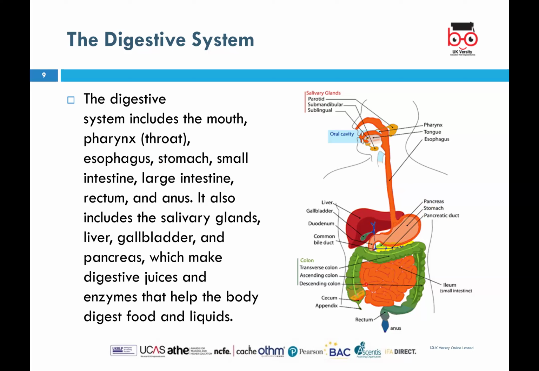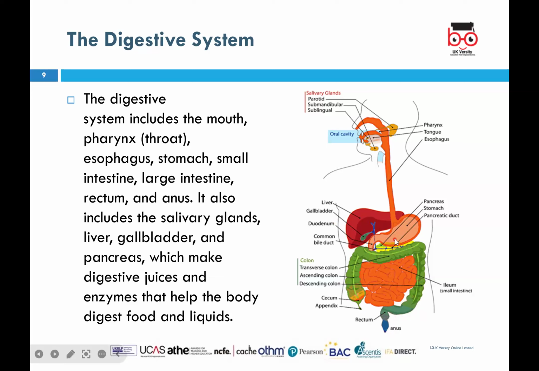And then it goes to the large intestine. You have the duodenum before the ileum. So from the stomach, it goes towards the duodenum, and then you have the ileum, which is part of the small intestine. And then comes the large intestine, which is the last part. You have the colon, which includes the transverse colon. You have different parts of the colon, the descending colon, and at the end, you have the rectum and the anus.